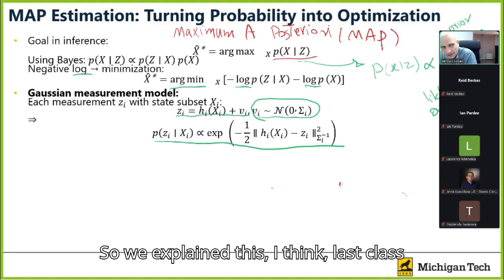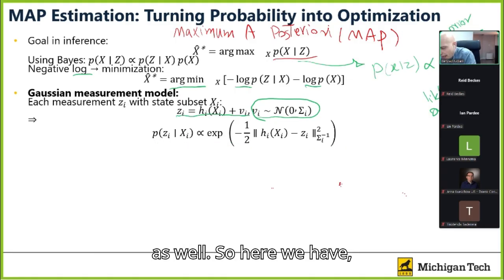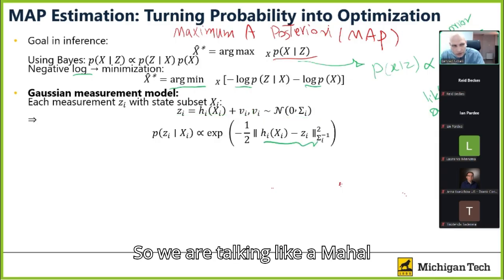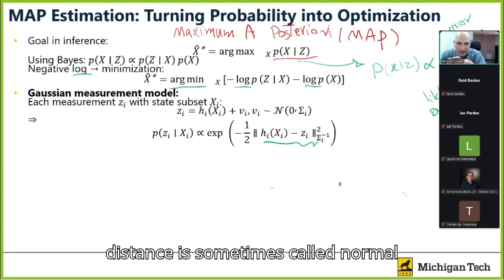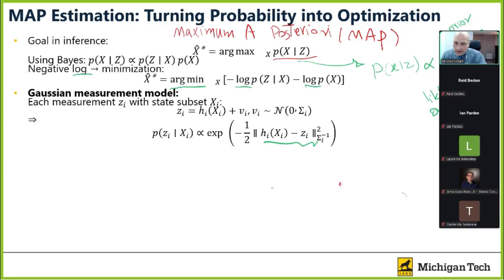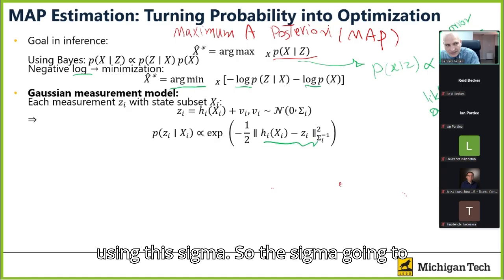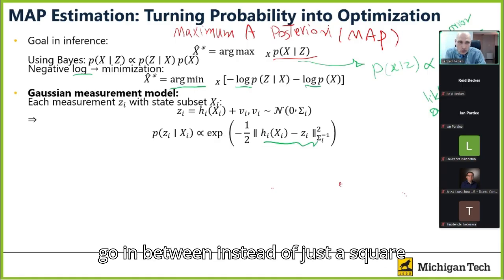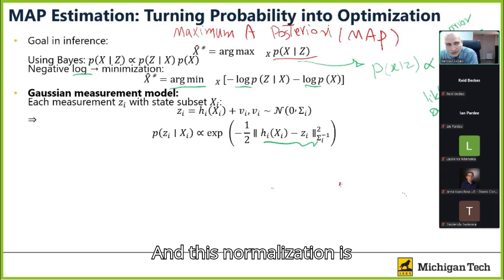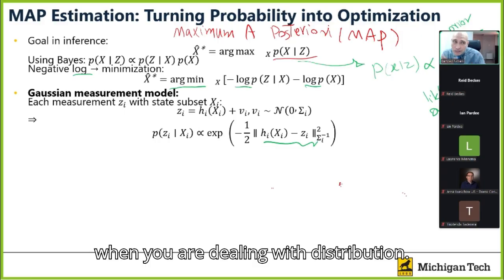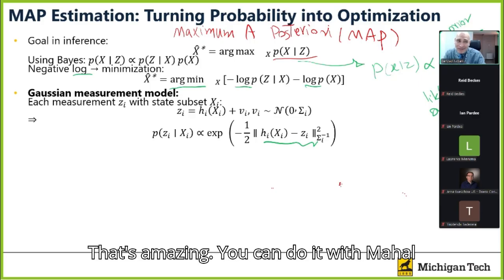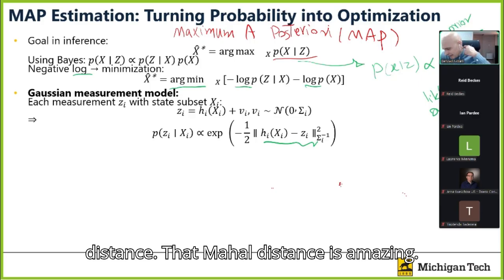We explained this last class as well. Here we have a Mahalanobis distance. It is sometimes called normal distance because it is normalized using this sigma. The sigma goes in between instead of just squaring. This normalization matters when you are dealing with distributions and want to find the distance between two different distributions. You can do it with the Mahalanobis distance. That's amazing.